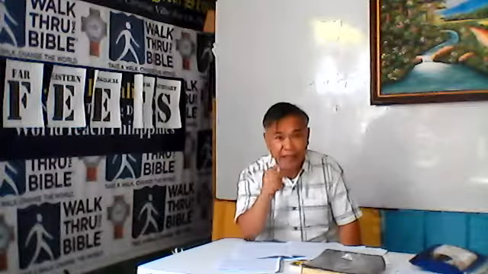Ulitin ha, ang ibig sabihin po ng Sep is 7. Ang ibig sabihin po ng Oct is 8. Ang ibig sabihin po ng Nov is 9. Ang ibig sabihin po ng Dec ay 10. Di po ba? So, ibig sabihin, ang 7th month ay September, ang 8th month ay October, ang 9th month ay November, ang 10th month ay December.